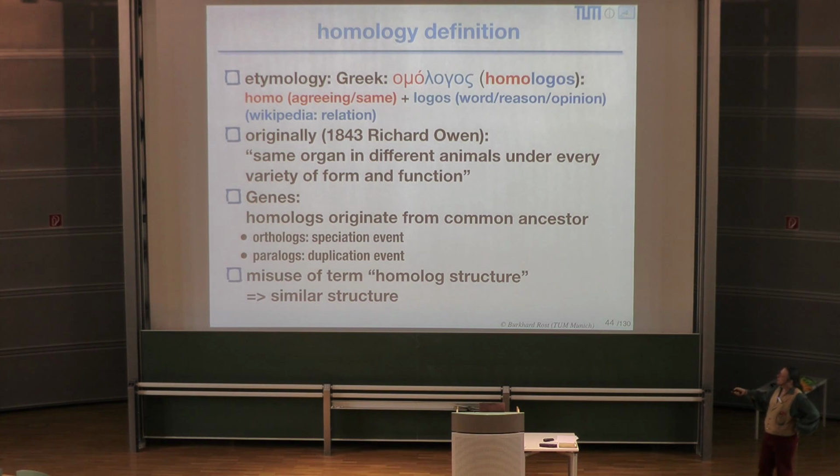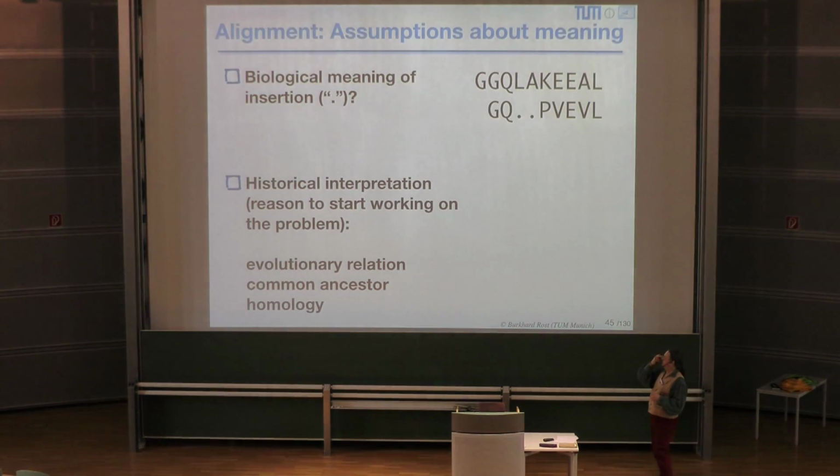Again, homology is genes that originate from a common ancestor. Often, this is misused to say homologous structure. And what it essentially means is similar structure. So proteins that have similar function are often coined homologous, but that is not true. The real definition is through the evolutionary tree. That's the point.